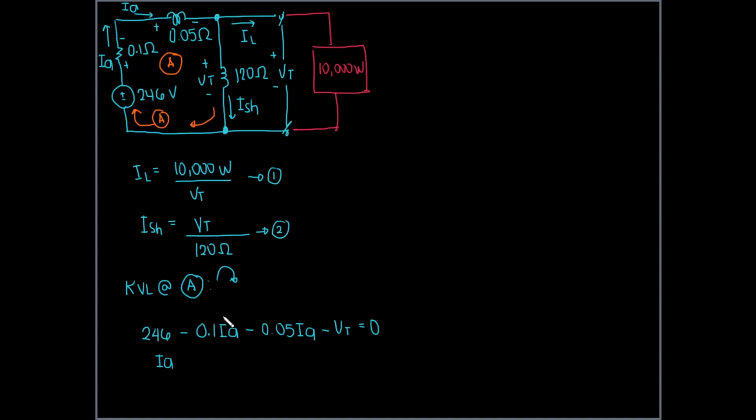So if I transpose everything that includes IA to the right side, you have positive 0.1, positive 0.05. That should give us 0.15 IA, right? So at the left side, we have 246 minus VT. And at the right side, we have 0.15 IA. I'm going to get rid of that 0.15 coefficient by cross-multiplying it from the 246 minus VT side. So IA is (246 minus VT) over 0.15. And I will call this equation 3.